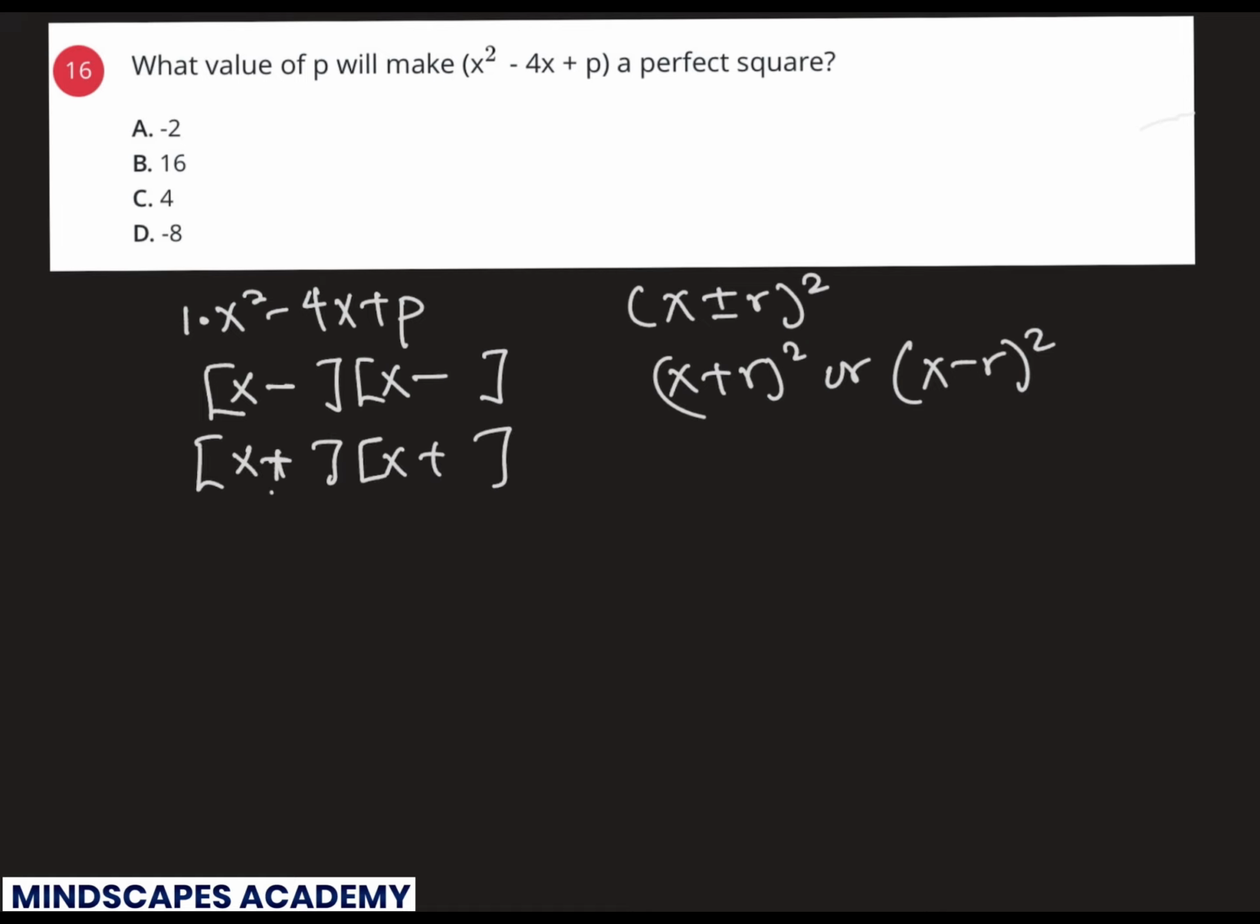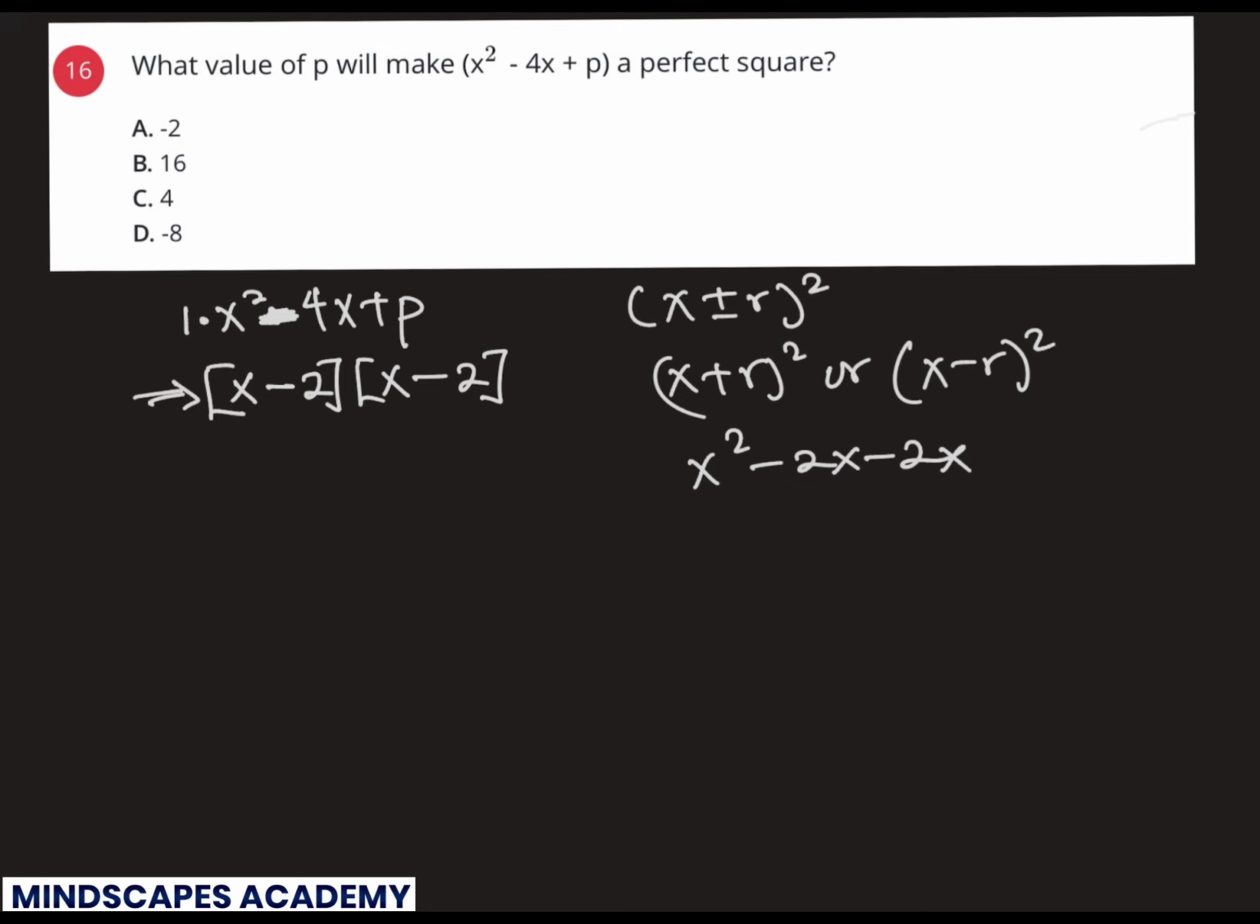We cannot have positive because this is negative. We have negative here, so we cannot have positive, because if we have positive here, this will have to be positive. So that shows this is not our option. So this is our option now. But we need negative 4x. For negative 4x, that shows we need what? We need negative 2x, negative 2x. So that shows we need 2 here.